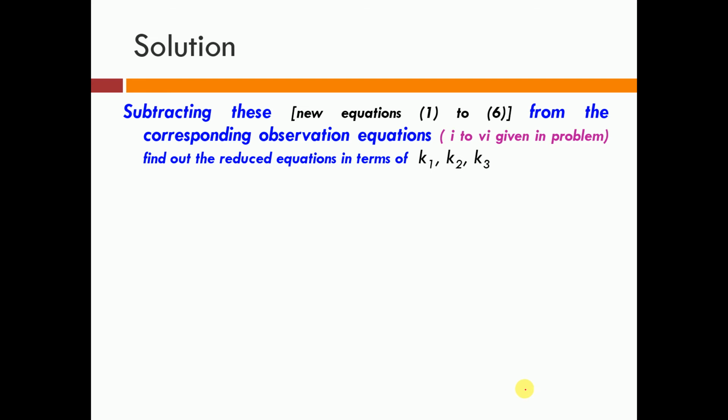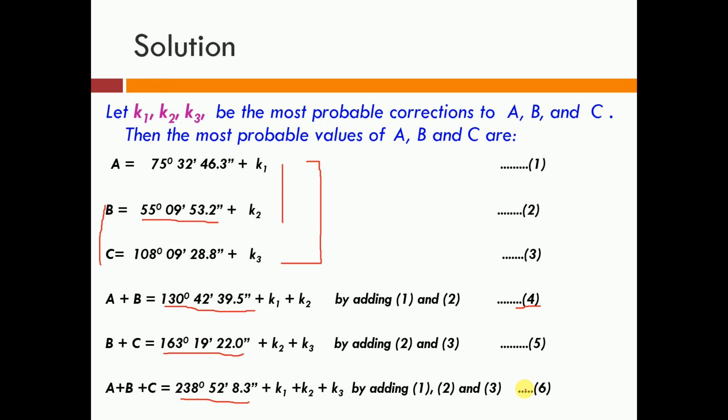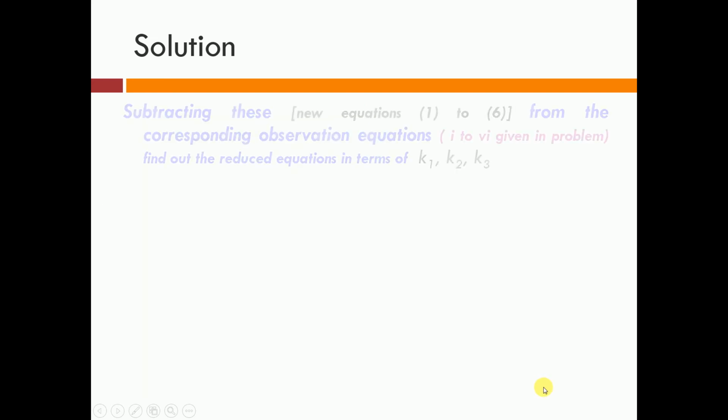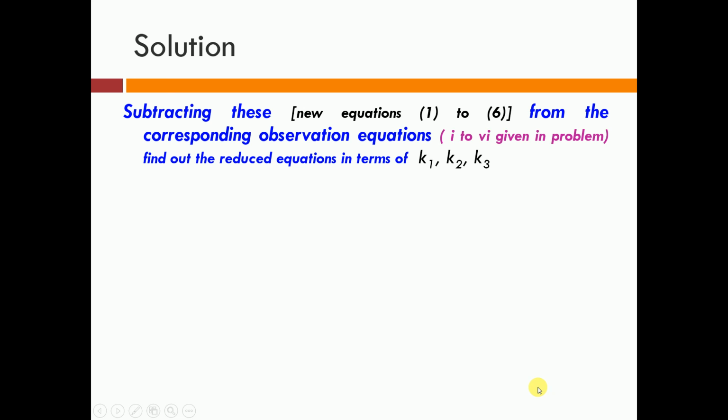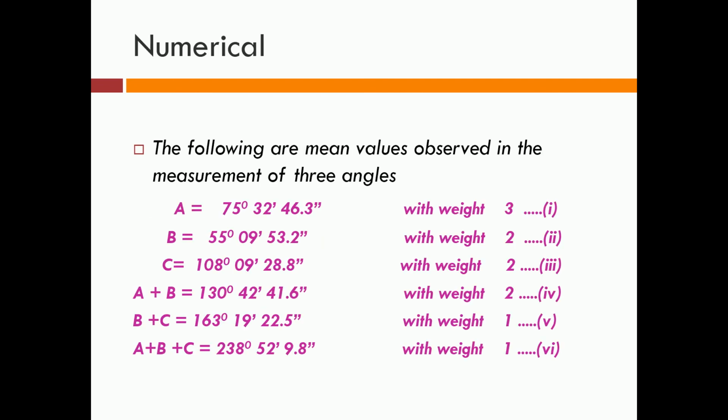Then subtract these equations. Which equations? Here, these equations: equation numbers 1, 2, 3, 4, 5 and 6. Subtract these equations from the corresponding observation equations. Which are the corresponding observation equations? The corresponding observation equations are the given equations, this much. So the newly formed equations in which the K1, K2 terms are introduced are to be subtracted from these original equations.